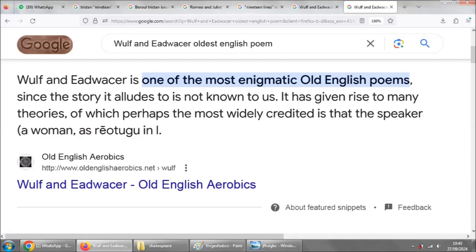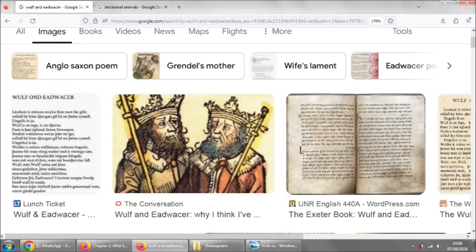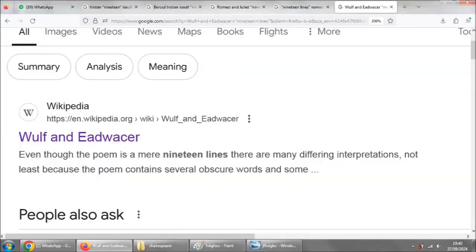They're just telling us it's English history, and they're saying it's Old English, the old original Anglo-Saxon. People can find a copy of this old Wolf and Eadwacer story, and then you could read this. What do we know about the old history? Even though the poem is a mere 19 lines, there are many differing interpretations. How long is the poem of Wolf and Eadwacer? It's only a mere 19 lines.